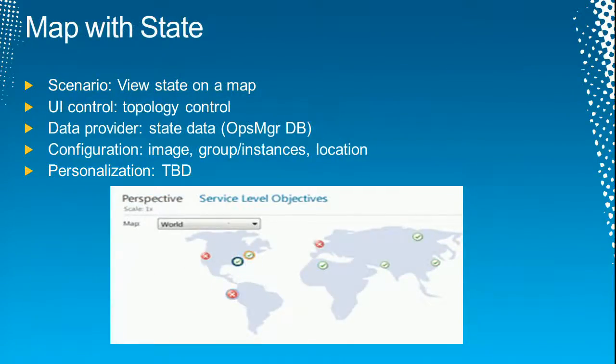Map with state. This is something we don't have in Ops Manager at the moment, in any form, really. So now you'll be able to use a topology control widget to pick out state data from the operational database and then put that on a map. And you'll be able to configure and change that map. In this example, we have a map of the world, and we can take our state information from the OpsDB and place it in the relevant location. So if we have roll-ups to different data centers, we can map those on our map and see the state of our different locations. These are ones that are still being developed, so personalization options are still to be decided as yet.